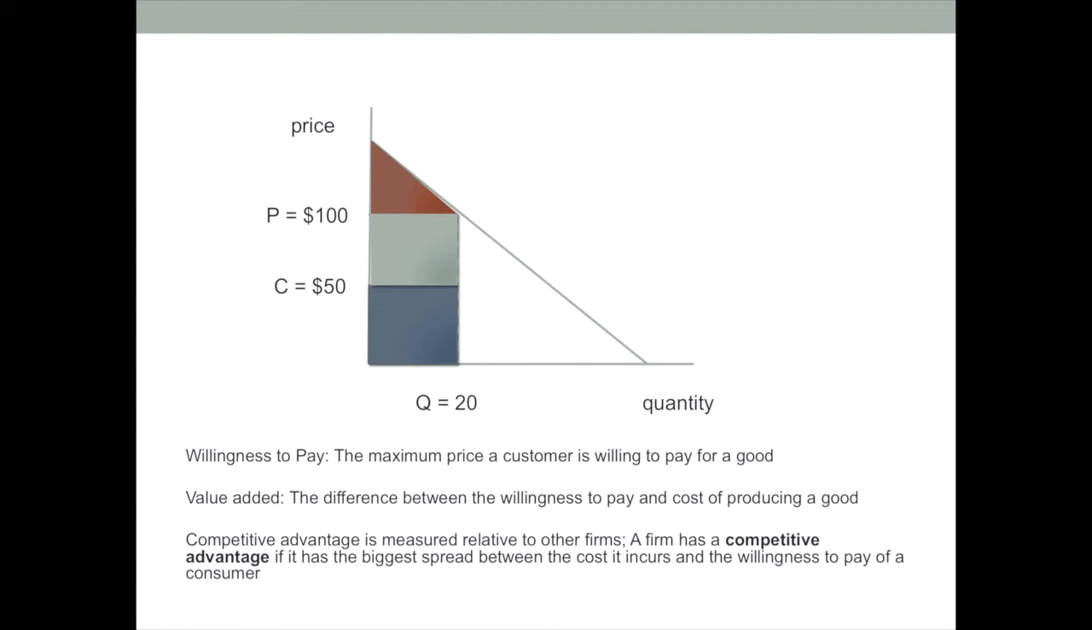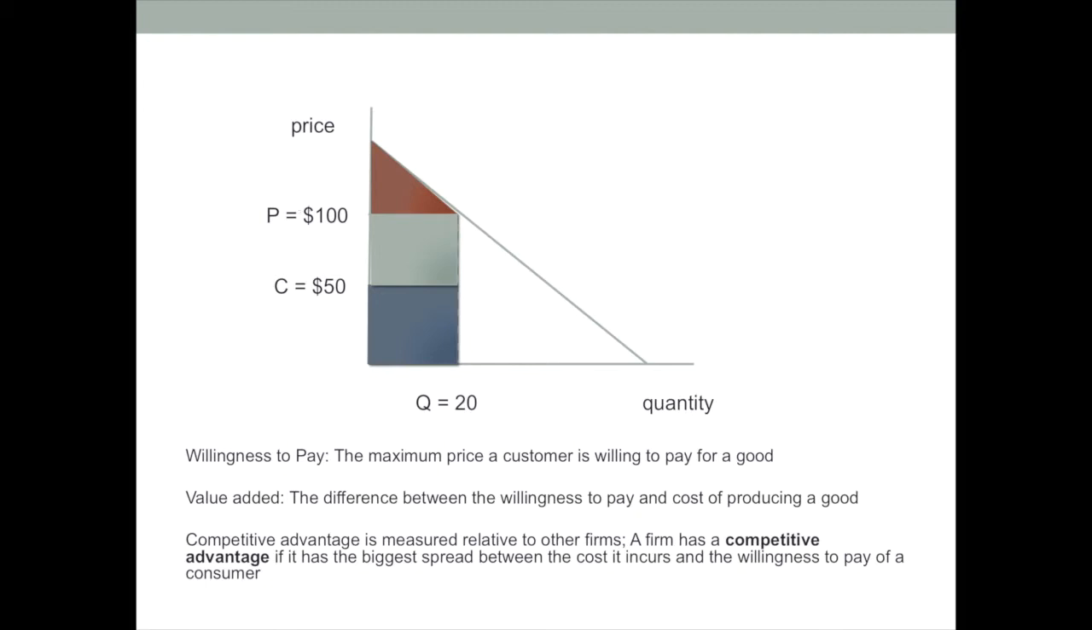That green box plus that maroon triangle, so your profits plus that consumer surplus, is considered your firm's value added. So we measure competitive advantage relative to other firms, and a firm has a competitive advantage if it has the biggest spread between the cost it incurs, so this line here, and the willingness to pay of a consumer, this line here. That's not always necessarily reflected in the price that's charged, but if you can increase the willingness to pay, you could also possibly increase the price you can charge.